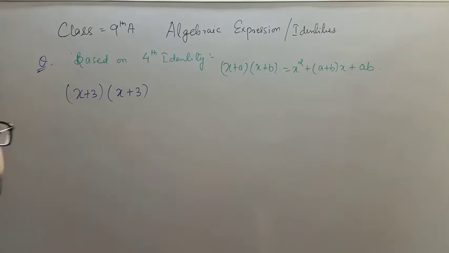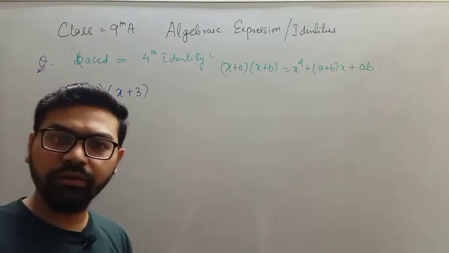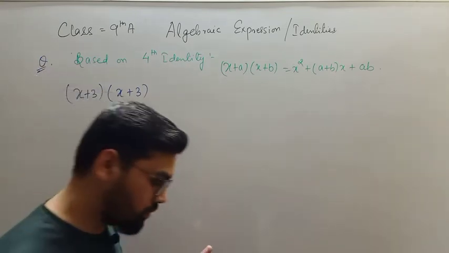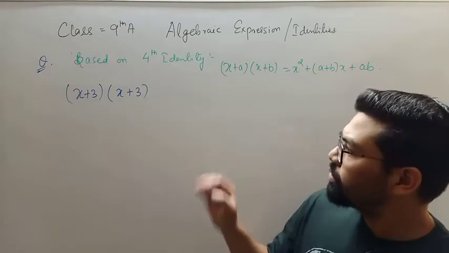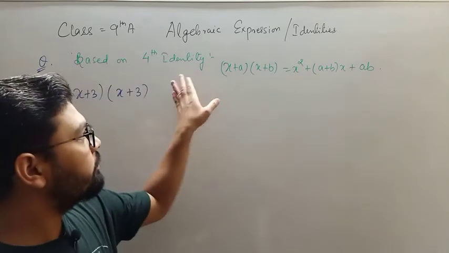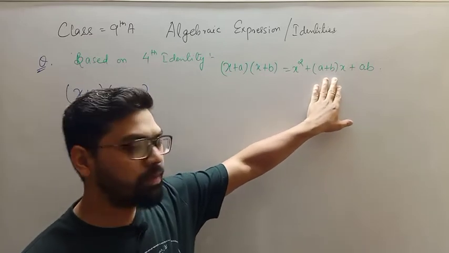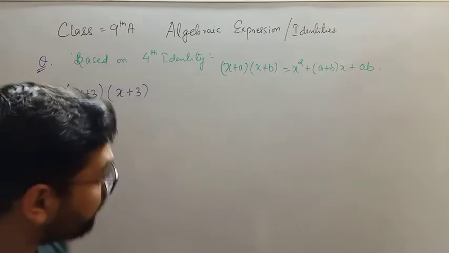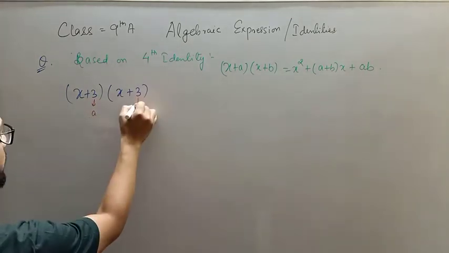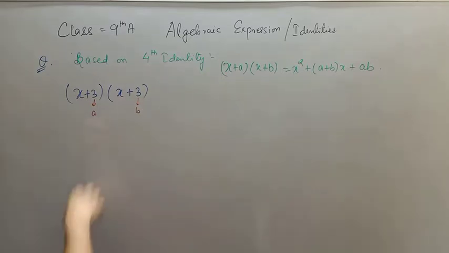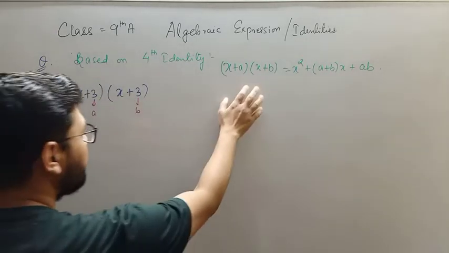Now the very first question is based on identity 4th, though this question can be solved by identity 1st or identity 4th. So I'll give you the explanation with both the methods, with both the identities, okay. So first I'll explain this question using identity 4, that is x plus a into x plus b will give you x square plus a plus b into x plus ab, okay. Now this is a, let's say this is b, though you can say sir, a and b both are equal to 3, okay, no problem. Now how to apply this identity in this?